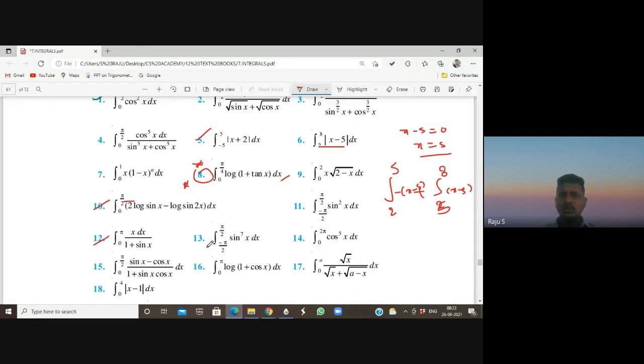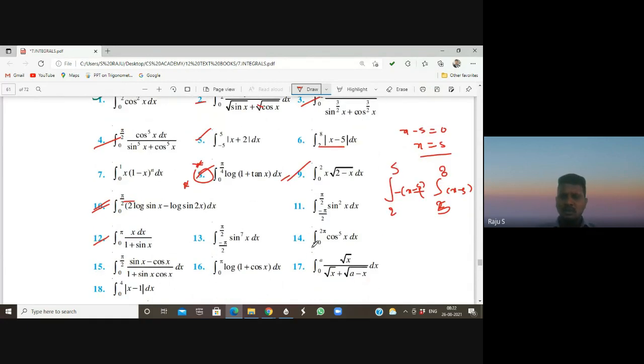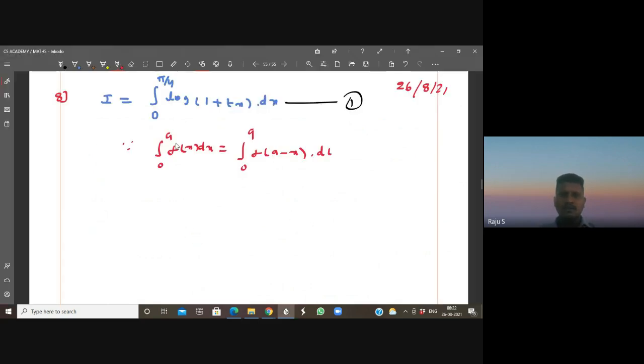In what questions can we use that property? First question, second question, third question, fourth one, as well as ninth one, eighth one, 10th one. Property 4 alone, 12th one, and 17th one, 16th one, 15th one. In these questions we will apply property 4, that is integral 0 to a f of x dx is equal to f of a minus x. This a minus x we can replace here, 0 plus a minus x, like that. This is the special case of property 3.